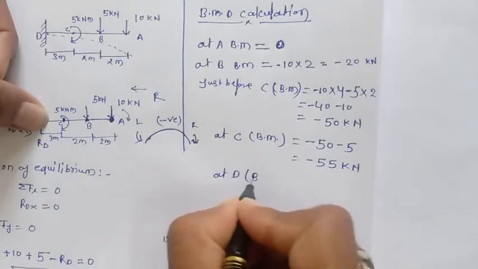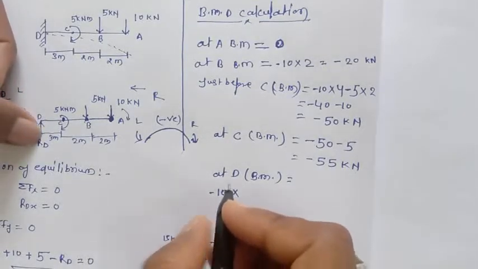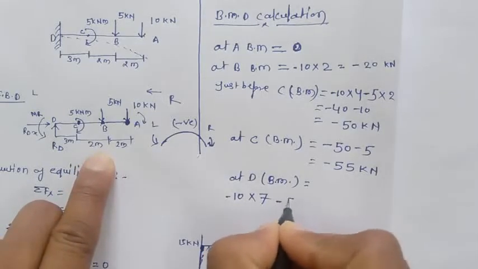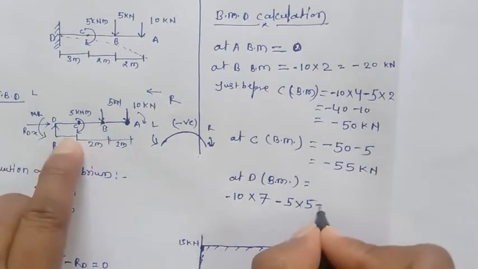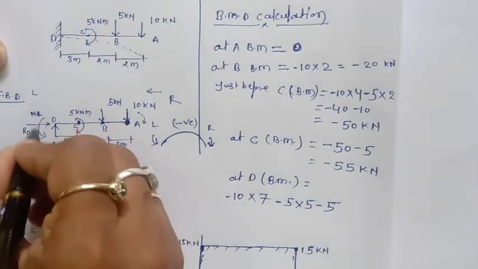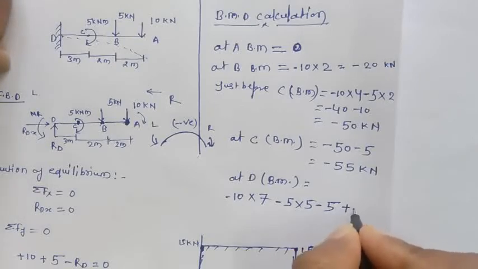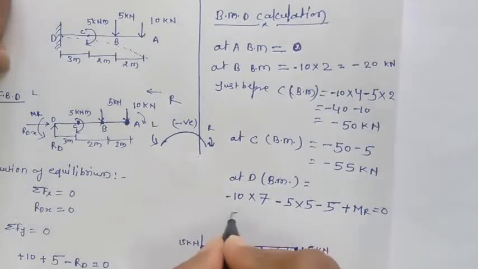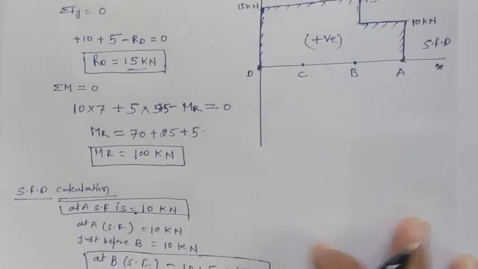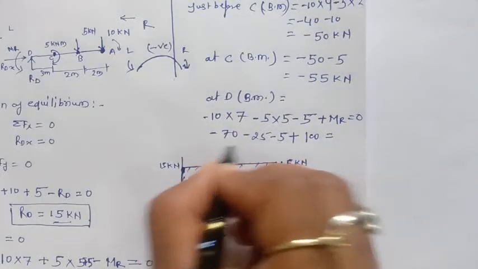At D, the bending moment will be 10, which is minus, so 3 and 4 is 7 meter total, so 10 into 7 meter, minus this 5 into 5 meter, then minus 5, because this tries to rotate this side. And because it is moving anti-clockwise, which tries to resist the motion of this bending, we are taking this as positive, so that is positive MR equal to 0. So this is minus 70 minus 25 minus 5 plus this MR value, we are taking this 100 kilonewton, so we are putting this 100, then equal to minus 70 minus 25 minus 5, which is nothing but minus 100, plus 100 equal to 0.